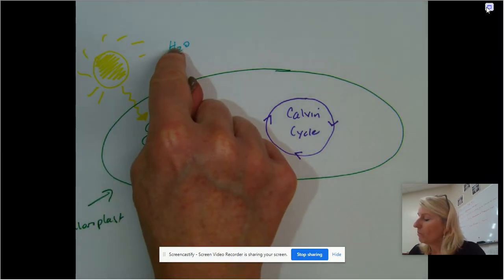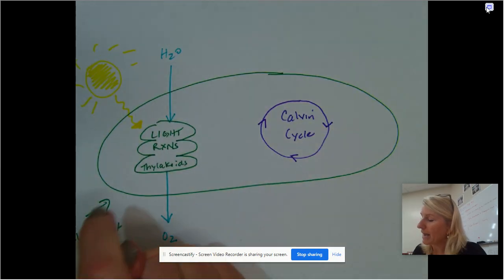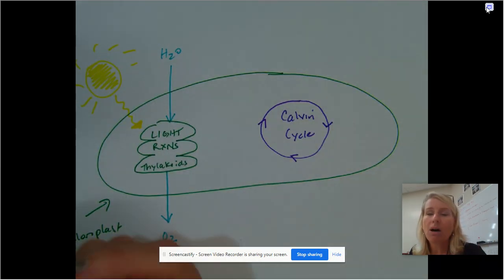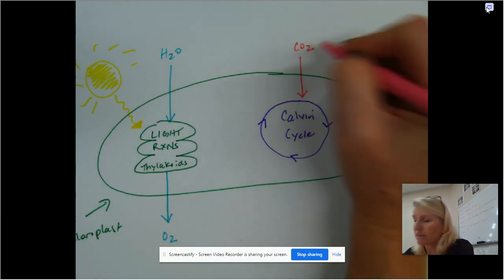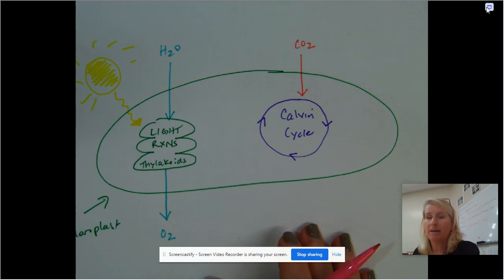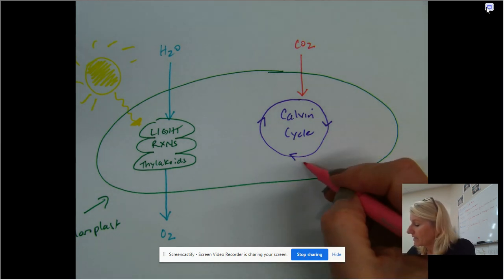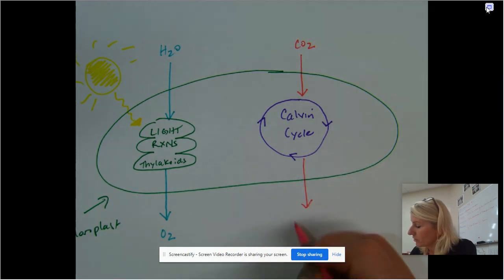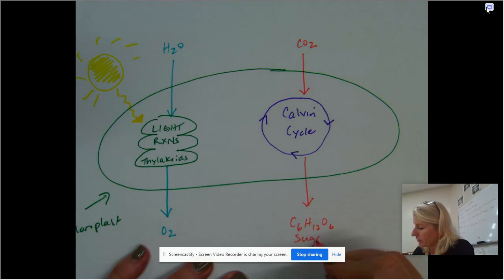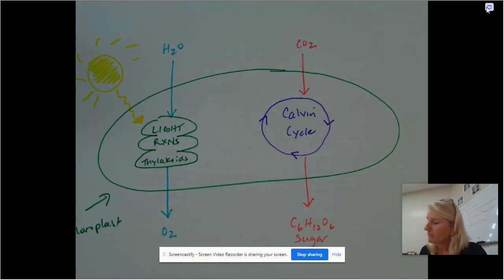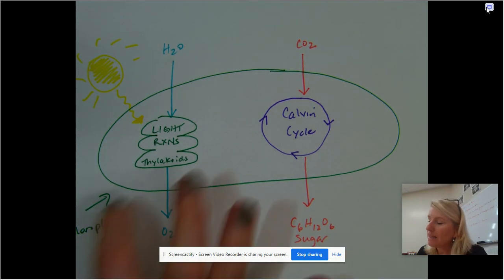Now, if water is one of our reactants for photosynthesis, if you recall, there's a gas that we also use. And the gas that we use is carbon dioxide. So carbon dioxide is going to come in the Calvin cycle, and it's actually going to leave as a sugar. Okay, and I'm going to just go ahead and mark that as a sugar. And that's glucose.